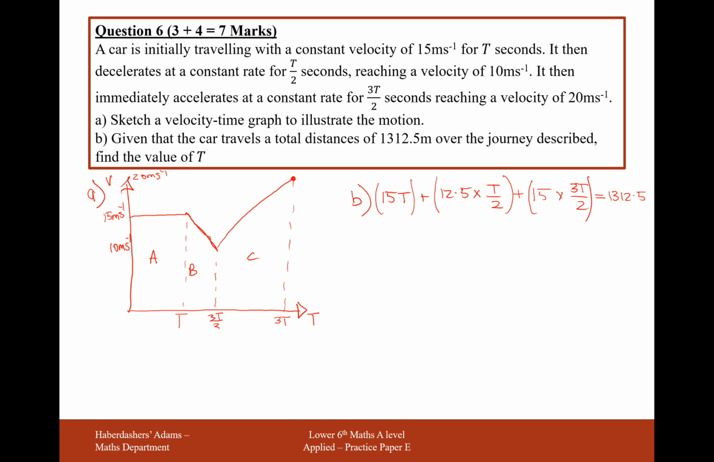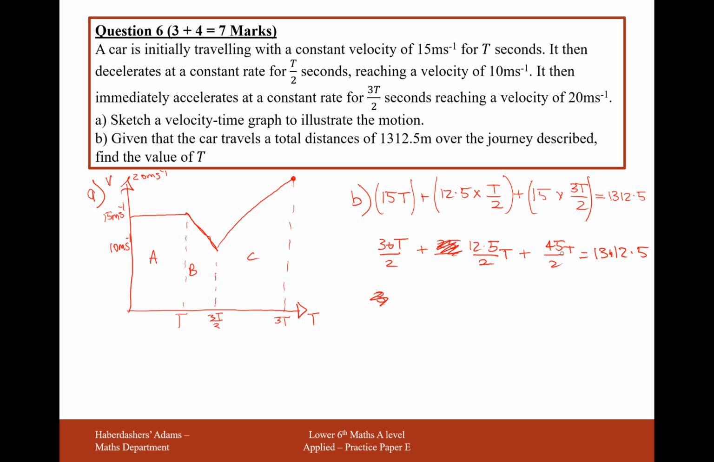1312.5. So let's simplify what we've got here. This value here is 25 over 2, so let's create all of our fractions over 2. So 30t over 2 plus 12.5 over 2 t, and this one here is going to be 45t over 2, so that's 1312.5.